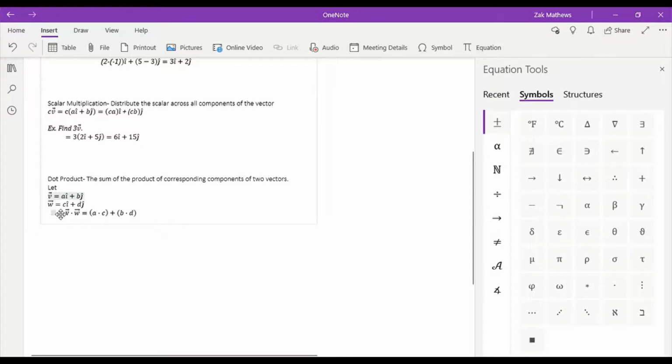Notice that when we're multiplying these, we drop the i and the j. I'm not including the components anymore because I'm simply multiplying the products, and it becomes a scalar. When I multiply these two vectors together using a dot product, it becomes a scalar.